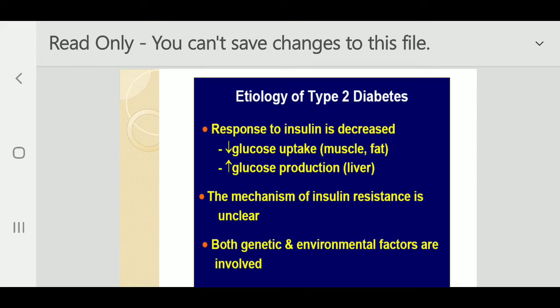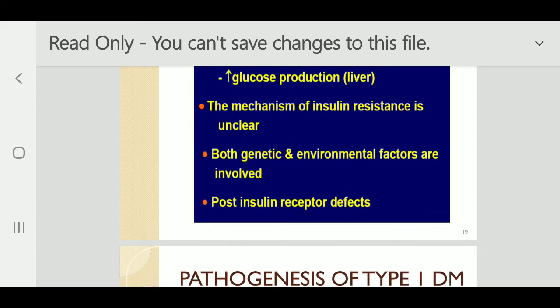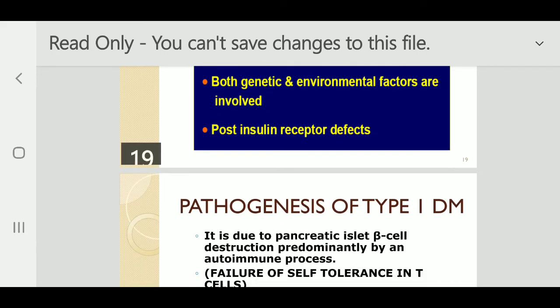In type 2, the response to insulin is decreased. Hence, there is decreased glucose uptake by the muscle and the fat where it should have been more, and there is increased glucose production in the liver where it should not have been taking place. The mechanism of insulin resistance is again unclear, and there are genetic and environmental factors implicated.